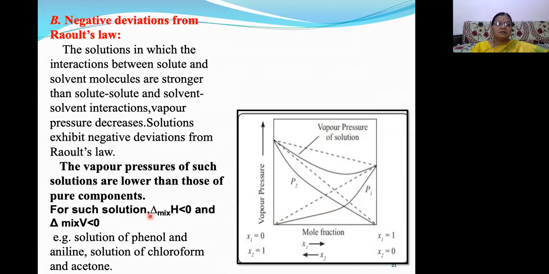Here, in case of negative deviations from Raoult's law, enthalpy of mixing is less than 0. Less than 0 means it is negative, meaning exothermic, that is, heat is evolved. And similar to delta H, here delta V mixing is also less than 0, that is, a decrease in volume. Now here the examples: solution of phenol and aniline, solution of chloroform and acetone.